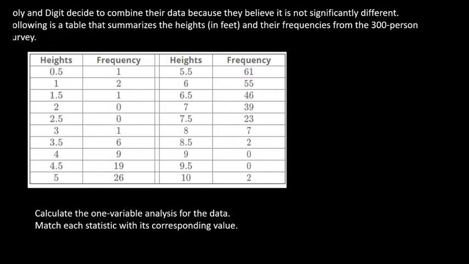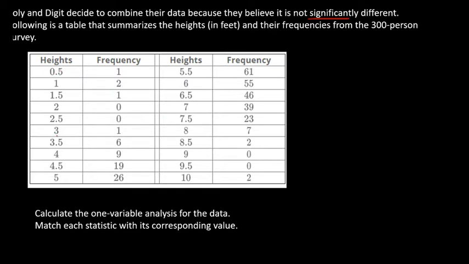Next, Poly and Digit decide to combine their data because they believe it is not significantly different. Now again, I know that kind of ties into the question you just answered. It's okay if you did think the data was significantly different. Again, as long as you support your opinion with evidence and numbers to back that up, you're not going to get marked off. So, following is a table that summarizes the heights and their frequencies from the 300-person survey.